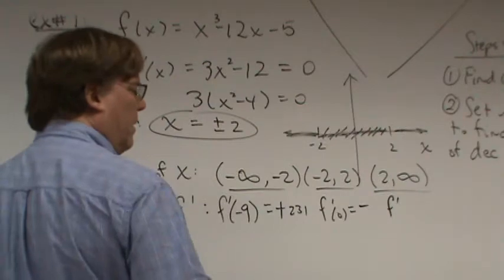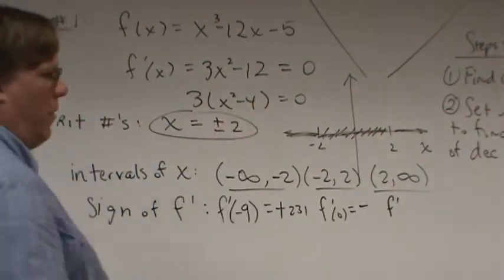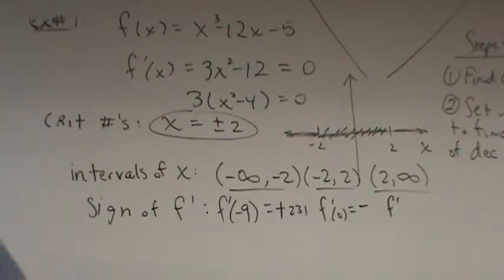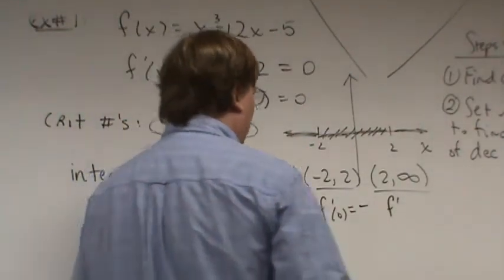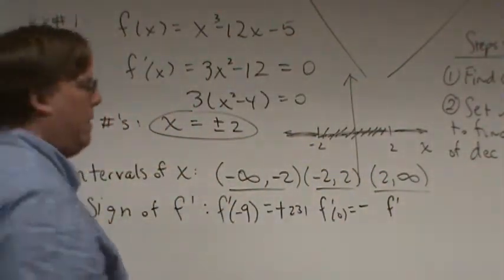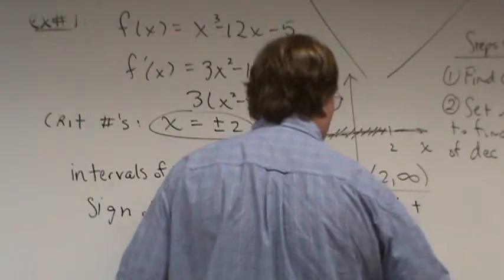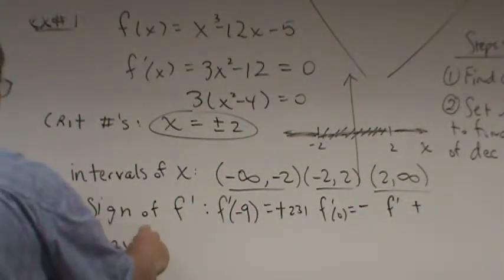And then how about, which would you like to plug in? 20. 20, great. So 400 minus 4 is 396. 396 times 3 is 1188. But I don't care that it's 1188. I only care that it's positive, right? And so positive. Mr. Shady knows his math. So now we get to do behavior of f.